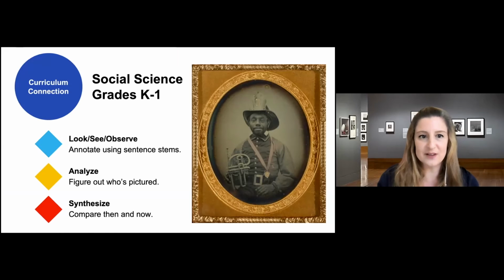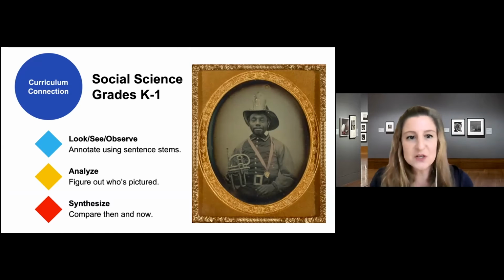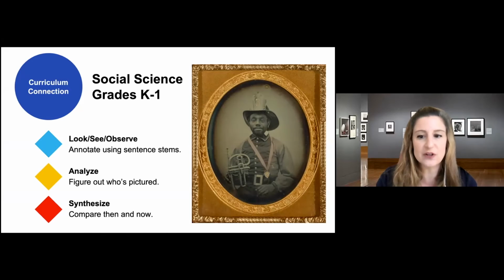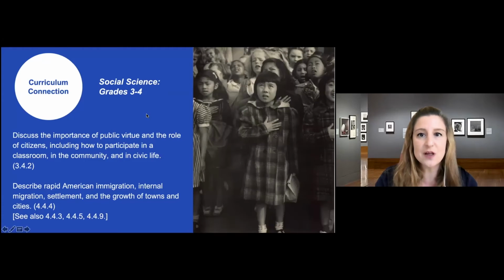So summarizing, with this image, you could start a discussion using sentence stems and then annotate using the words that you identified, figure out who's pictured, and then put it together, comparing then and now. So that's one example that fits with the social science curriculum. Here's another one.